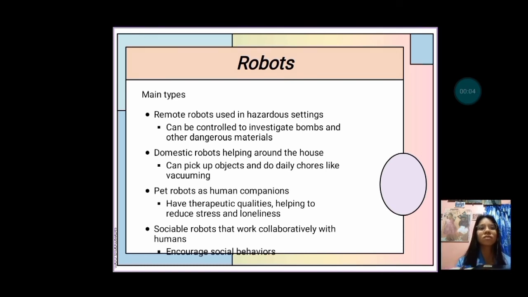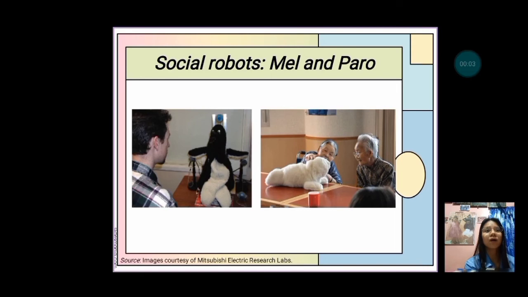Pet robots as human companions have therapeutic qualities, helping to reduce stress and loneliness. Pet robots can bring comfort and companionship and lower stress while helping the individual relax and feel calm. Sociable robots that work collaboratively with humans encourage social behaviors. A collaborative robot is intended for direct human and robot interaction within a shared space. So, guys, these are examples of robots: social robots that were created to be able to interact with us humans.